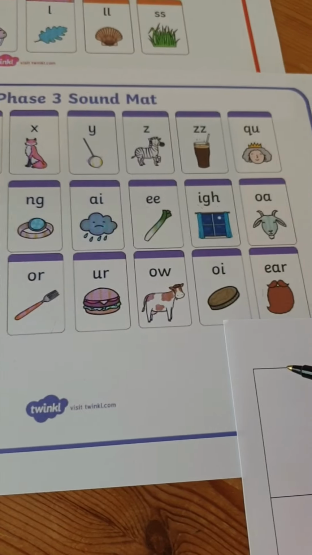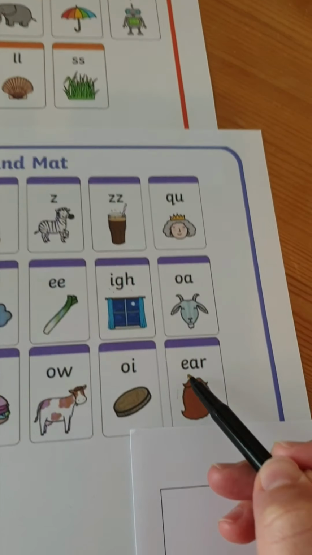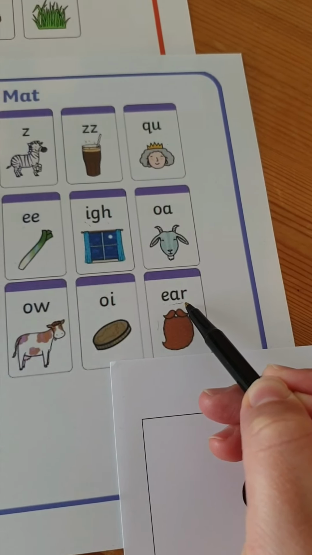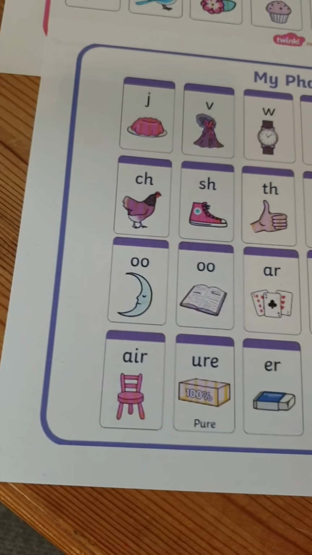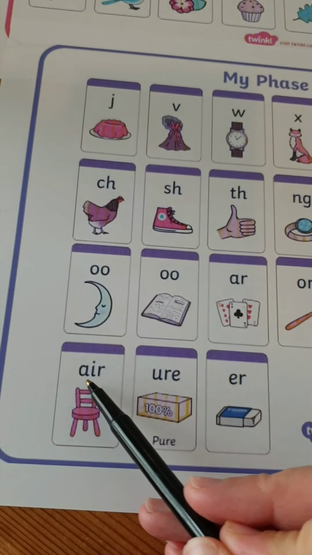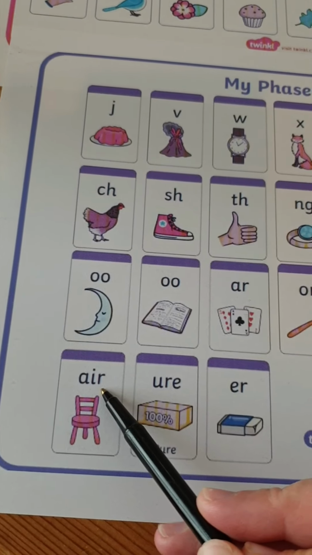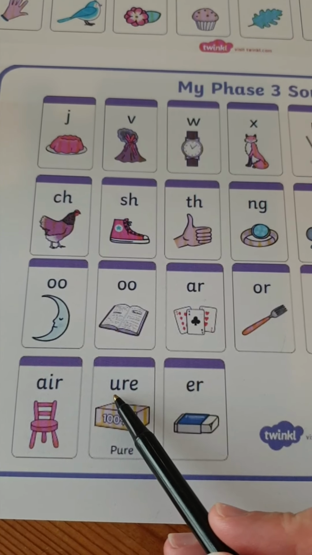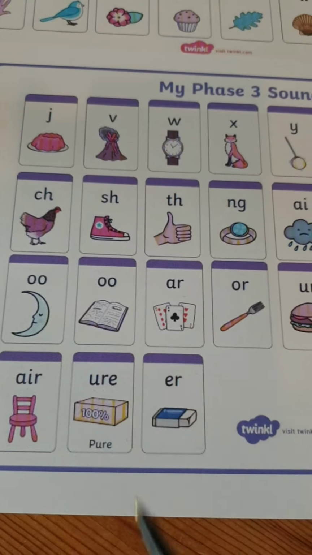Let me have a quick look. Oh, the ear sound is made up of 3 letters and it is also a trigraph. The air sound is a trigraph because it has 1, 2, 3 letters, and the ur sound is also a trigraph because it has 1, 2, 3 letters.